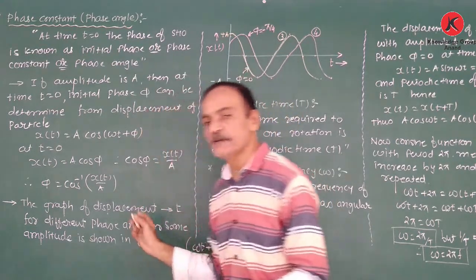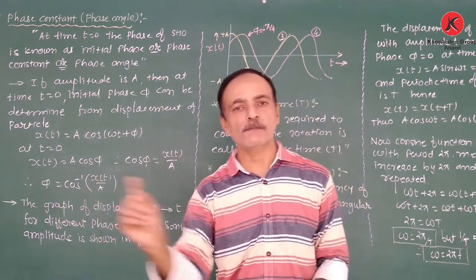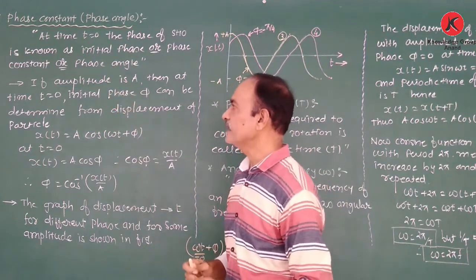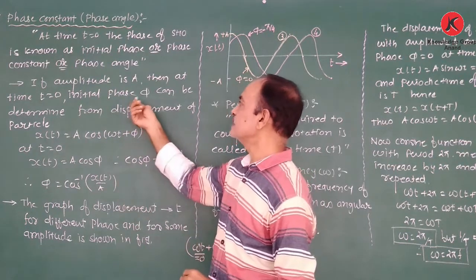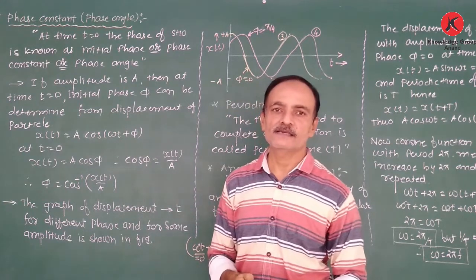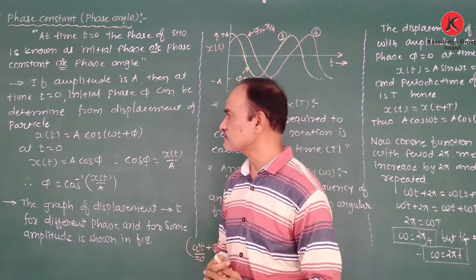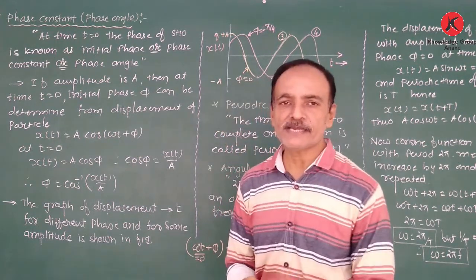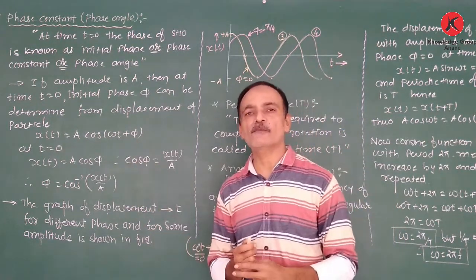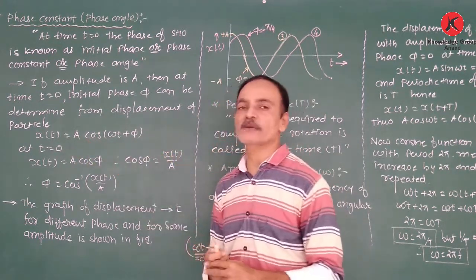On the basis of the initial phase phi, we judge the initial position of a particle which is performing simple harmonic motion. If the amplitude is A, then at time t is equal to 0, the initial phase phi can be determined from the displacement of a particle. Displacement is this: x(t) is equal to A cos omega t plus phi. That is the mathematical representation of the displacement of a particle performing simple harmonic motion. Already we discussed this equation: x(t) is equal to A cos omega t plus phi.